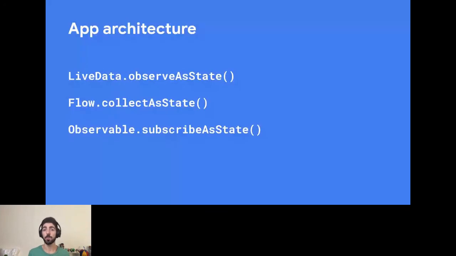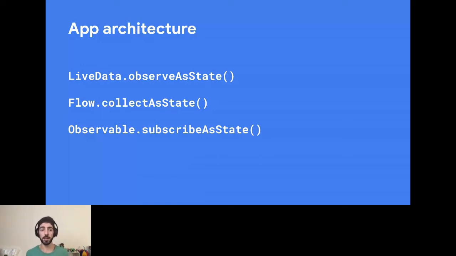So Compose comes with extensions for all of these, and each of them is going to be available in its own artifact. So basically, when you call observe as state, collect as state, or subscribe as state, these functions will register as an observer in the LiveData or Flow observable and will represent the values that they emit as a state. So every emitted value will cause a recomposition in those places where the state is used.